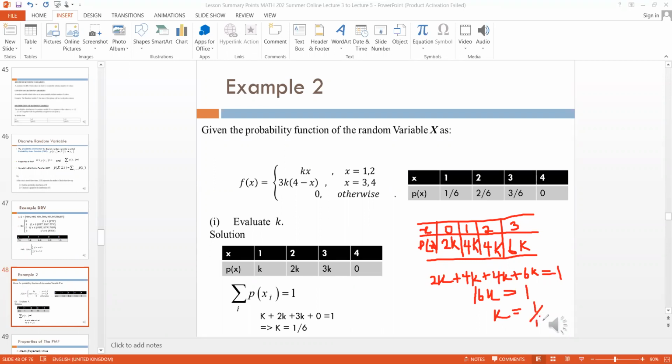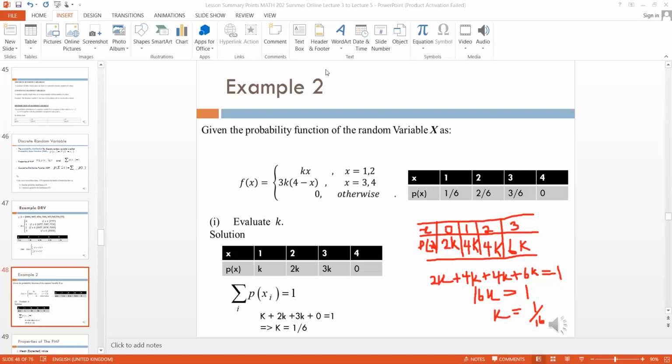Brilliant. So then you replace it in the table and you get your probability distribution. That is fantastic. Thank you, Ojo. You're welcome, sir. Very well. Class, I hope it's clear to everyone.